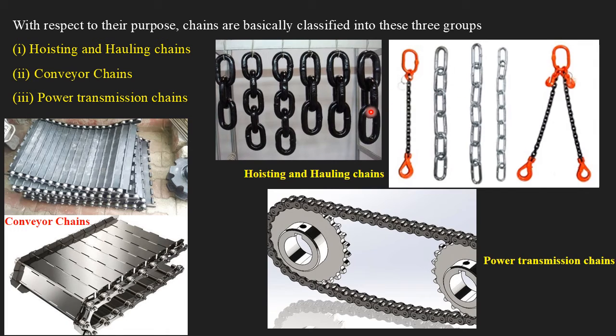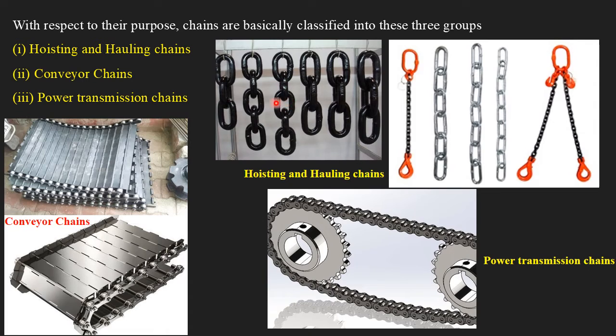So these are the figures for the hoisting and hauling chains. These chains are mainly used, let's say, for raising or lowering loads, that is, to pick up and lower the loads or objects or components in material handling equipment. For those purposes we use these hoisting and hauling chains. You must have seen these chains everywhere, right? A popular type of chain in this category is this link chain.